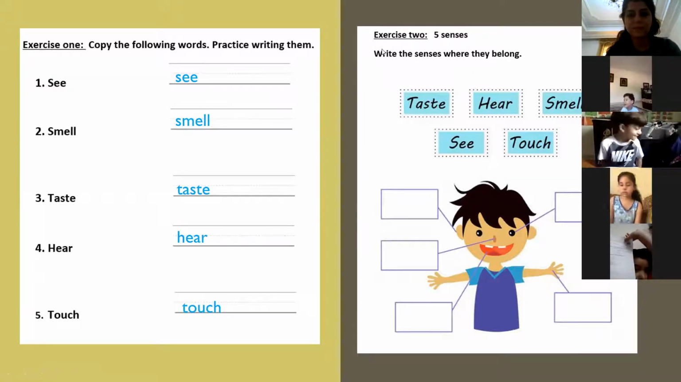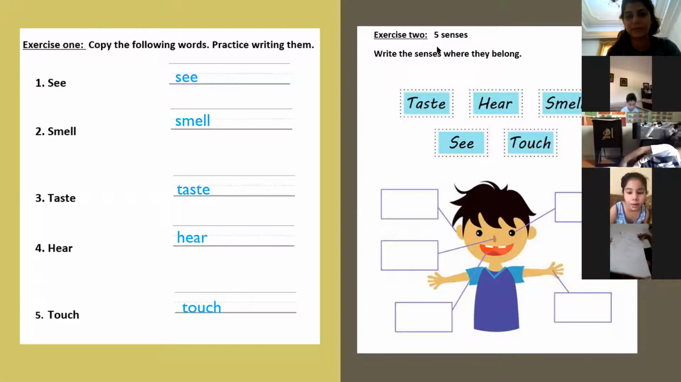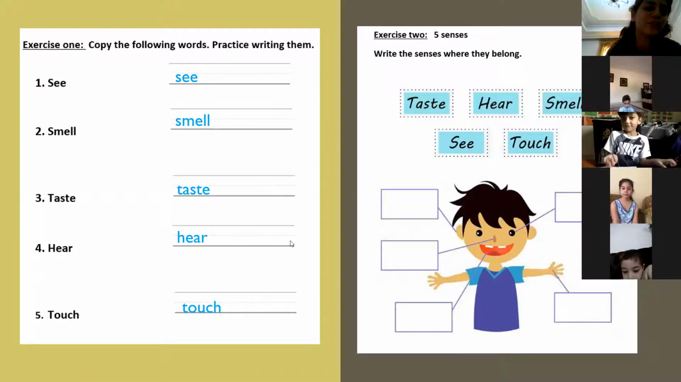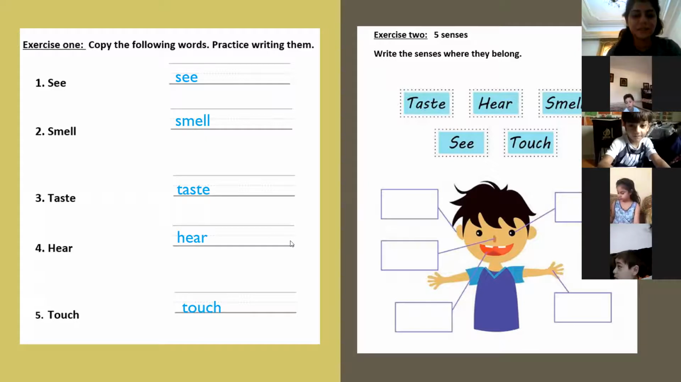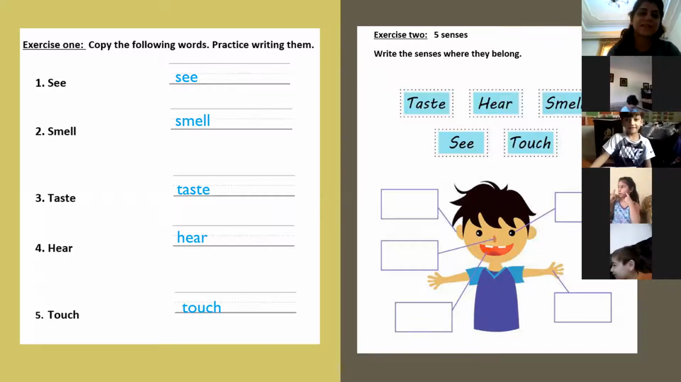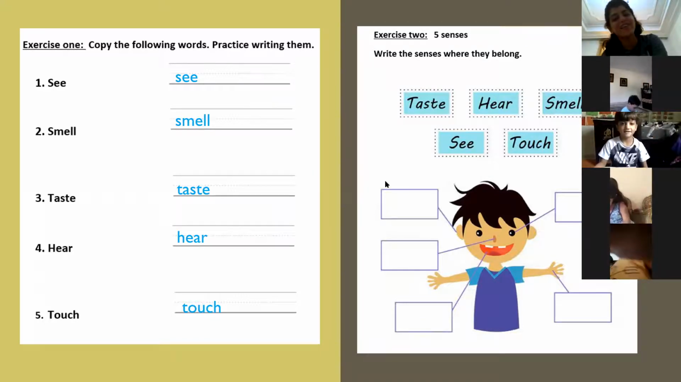Okay. I want to see the worksheet in front of you, everyone. Now here, write the senses where they belong. Zain, because Zain was playing football. What is the first thing we can see? The ear. Are we going to write see for the ear? What are you going to write for the ear? We write hear. Taste, hear, smell, see, or touch. Hear. Oh, thank you, Zain. Thank you, sweet boy.